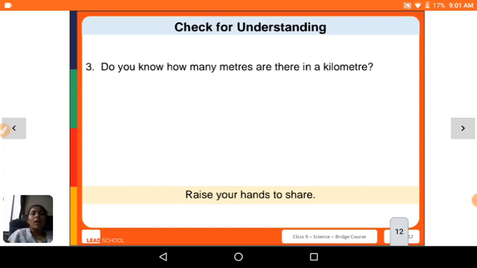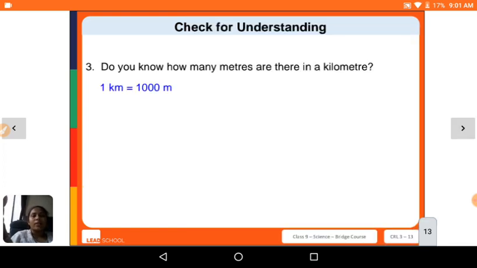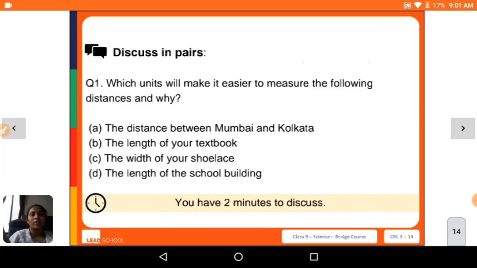Do you know how many meters are there in the kilometer? 1 kilometer is equal to 1000 meters.